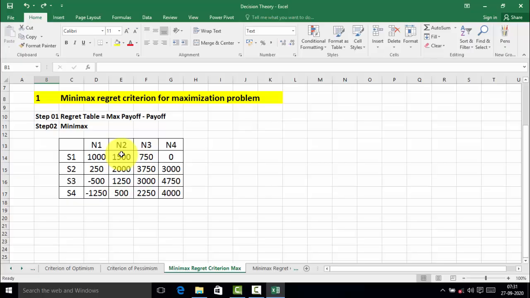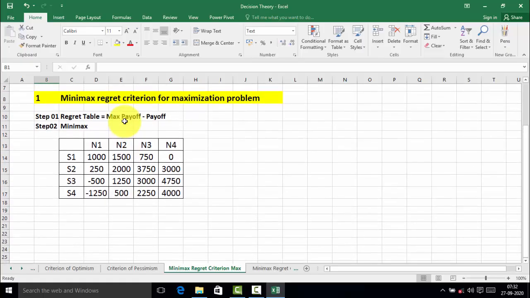For creating the regret table, first of all find the maximum value in the payoff and subtract the payoff from that maximum value. The first step of the minimax regret criterion is to create the regret table. For the maximization problem, regret table is equal to max payoff minus payoff, and the second step is to find the minimax value in the regret table. First we will create the regret table for the maximization problem.